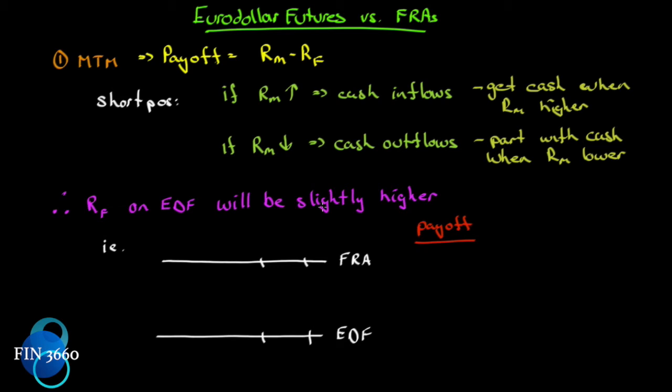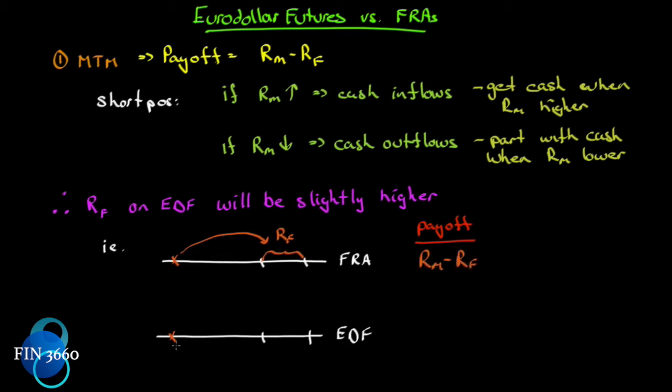So let's see what that means. Here's our forward rate agreement. Here's our Eurodollar future contract. We're going to enter them at the same time. You'll recall that on the forward rate agreement, once we enter, it applies to a rate here. There's our RF. That's the rate that we will get. Our payoff will be RM minus RF.